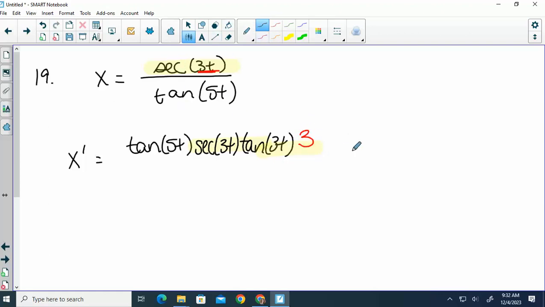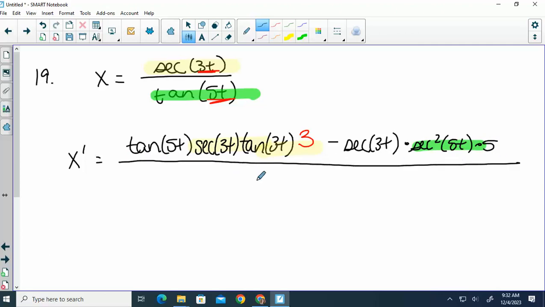So there's low d high minus high d low. So what is the derivative of tangent? Inside stays the same, times, then you do the derivative of the inside, which is 5. All over low squared. Really not much you could do outside of pulling the coefficients to the front. So for the sake of time, I'm not going to do that here.